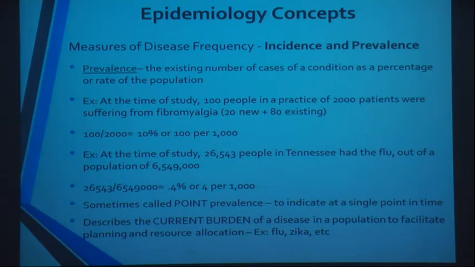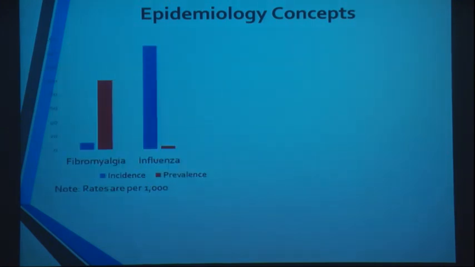All right. Prevalence, sometimes called point prevalence, if that helps you remember. It describes the current burden of a disease in a population to facilitate planning and resource allocation, so from a public health perspective. All right, so take a look at this. These are the differences. Look at the incidence and prevalence rates.